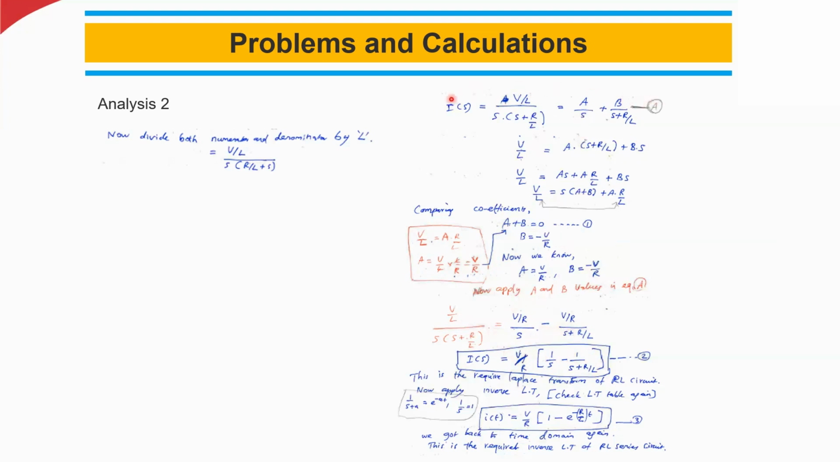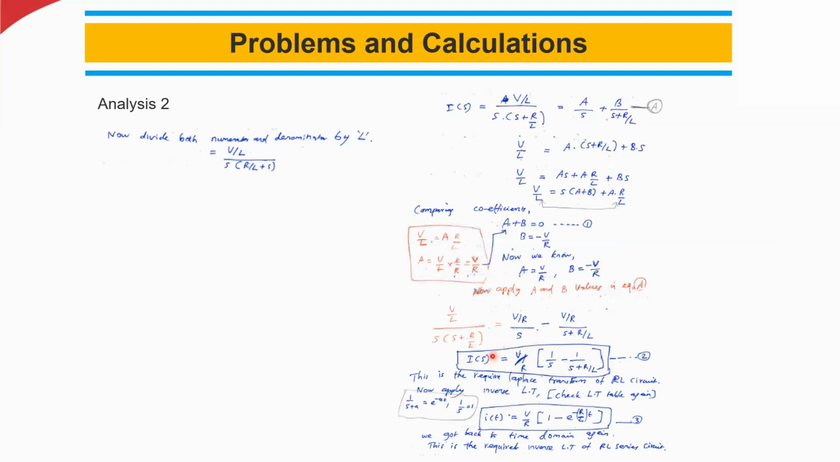Remember this equation is nothing but I of S. So I write the same I of S here, and in this equation I take V divided by R as common outside, and within the bracket 1 divided by S minus 1 divided by S plus R divided by L. I didn't do anything special; this is just a simple mathematical rewriting. Okay, so now this is the final equation in the S domain for the RL series circuit. This is the current flowing through this loop.